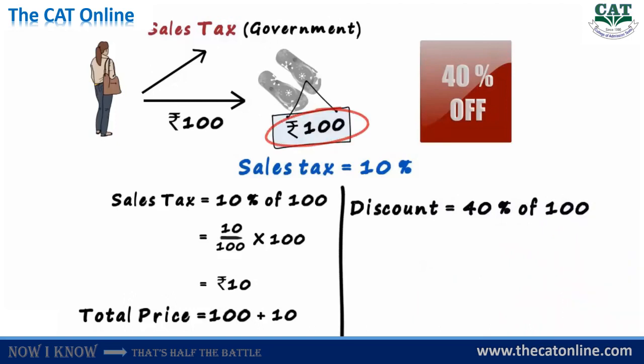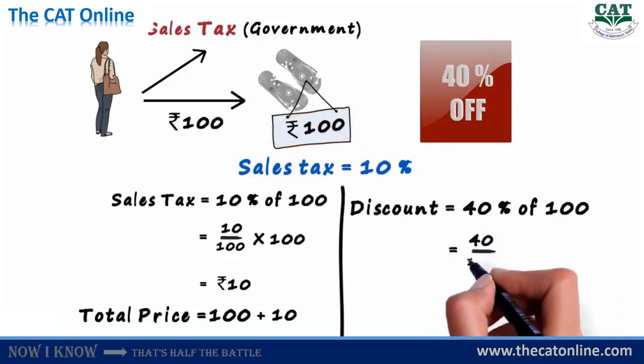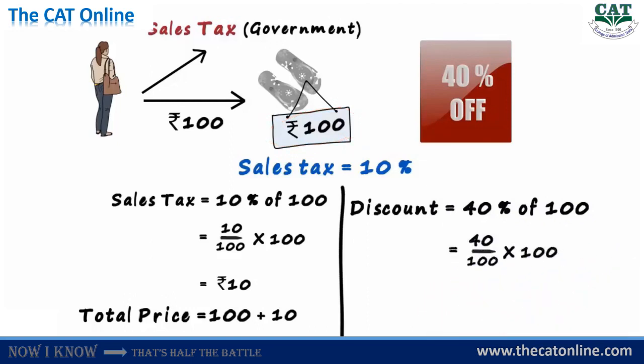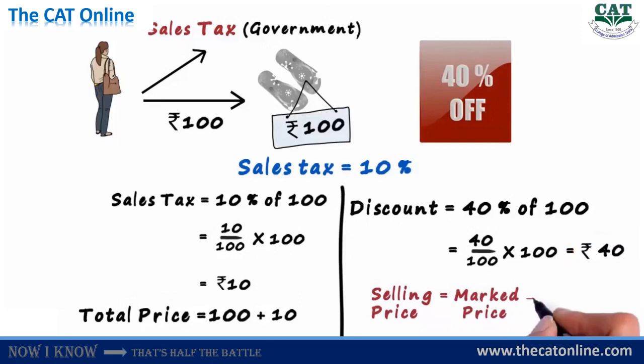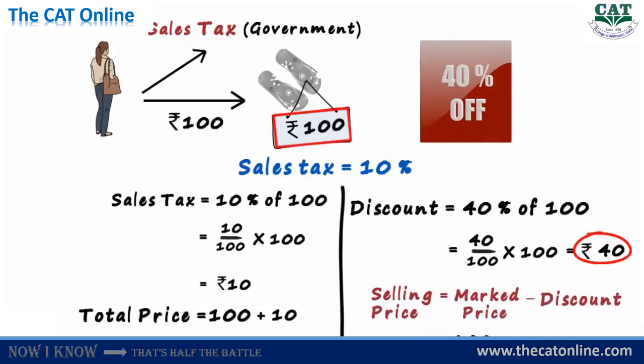It equals 40 by 100 multiplied by 100. 100 cancels out and it will equal 40 rupees. This will be the discount on these slippers. The selling price will be equal to the marked price minus the discount. Marked price is 100 and the discount is 40. Hence, the selling price would be 100 minus 40, which equals 60 rupees.